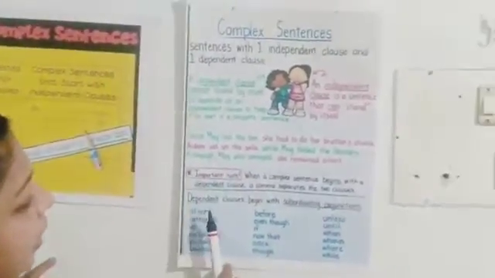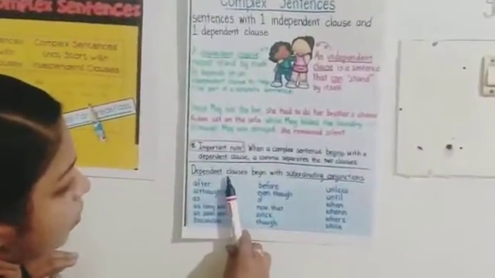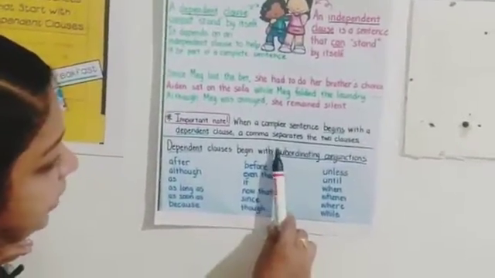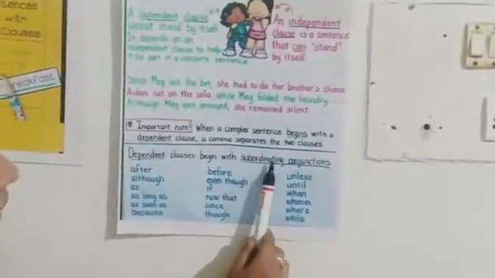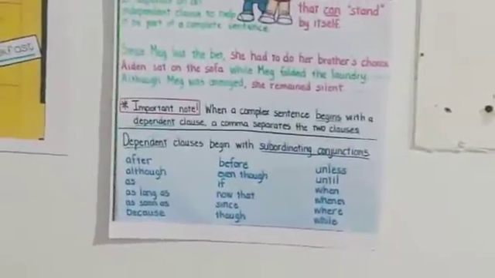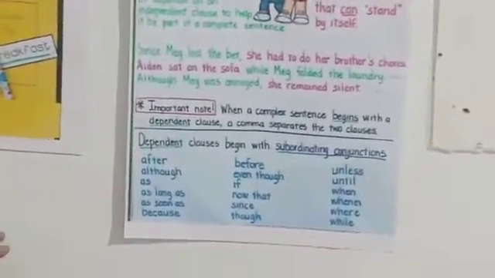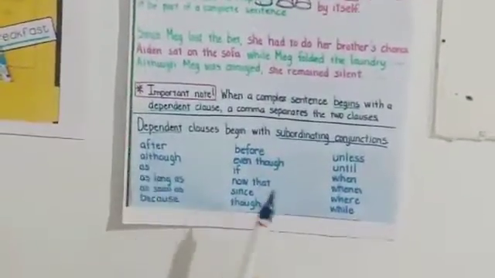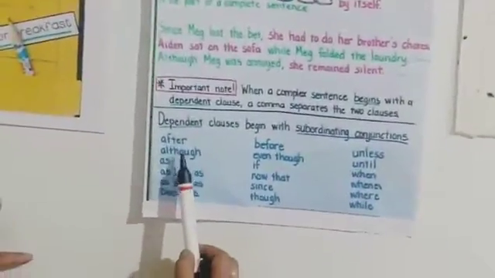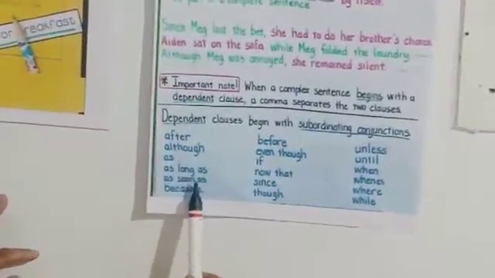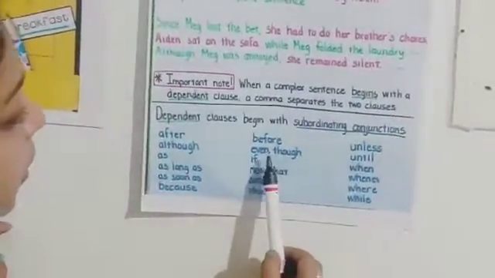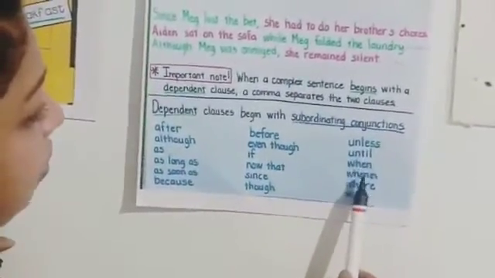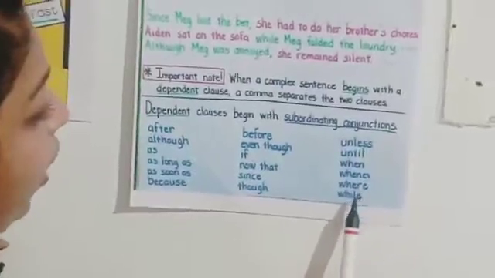Okay, we have many types of dependent clauses. A dependent clause always begins with a subordinating conjunction. This is the key word, subordinating conjunction, I told you to keep in your mind whenever you learn something about complex sentences. So what are they? After, although, as long as, as soon as, because, before, even though, if, now that, since, though, unless, until, when, whenever, where, while, and many more.